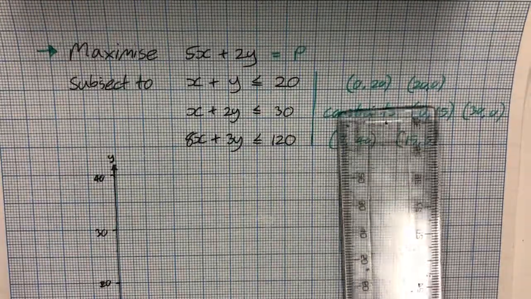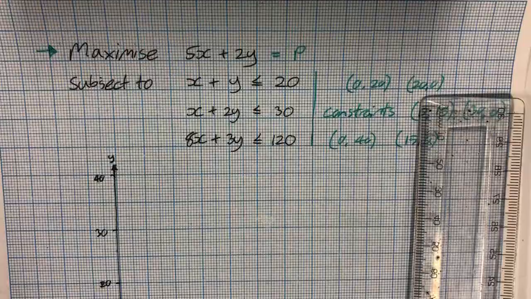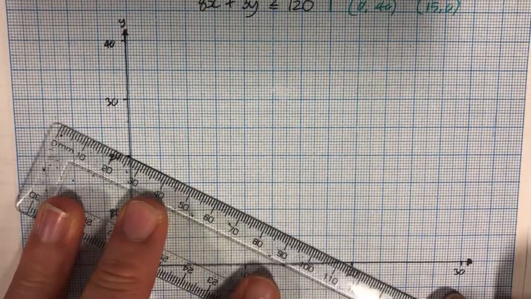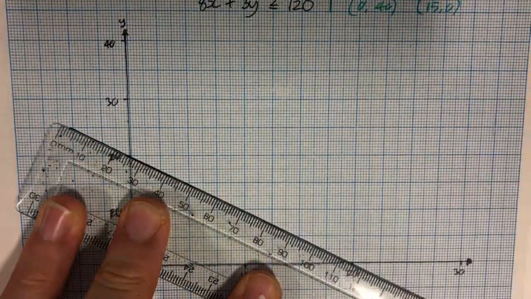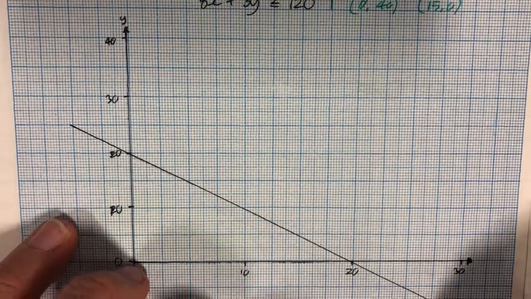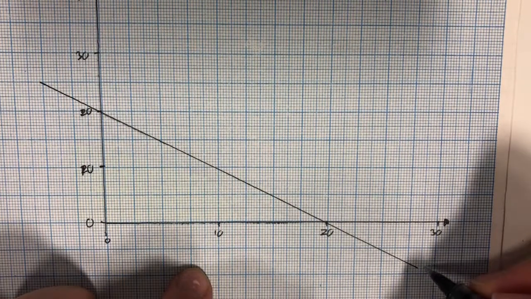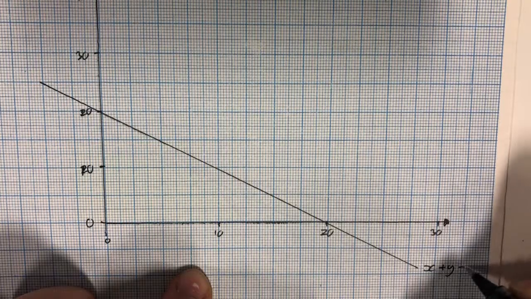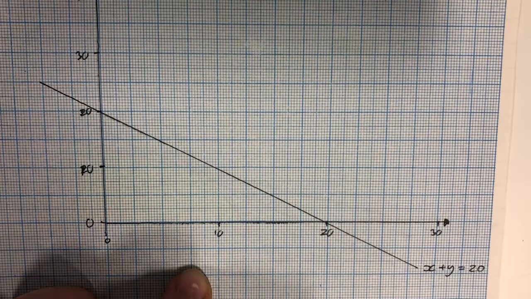So this first constraint goes from 20 on the y-axis to 20 on the x-axis. So I'm going to go from 20 on my y to 20 on my x. So it looks like that. Join it up with a nice big long straight line. And then I'm just going to mark down here the equation of the line because that's going to be useful in a bit. So x plus y equals 20.